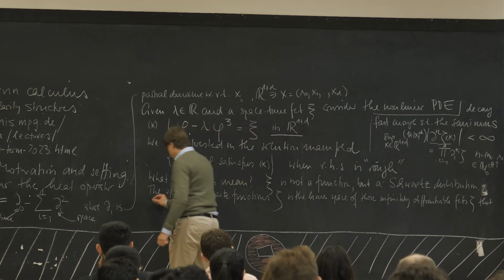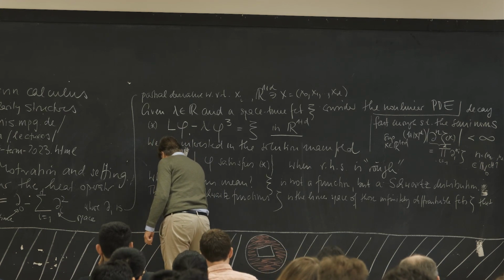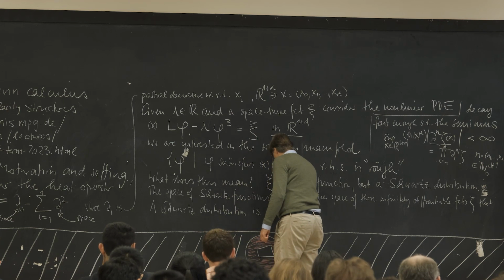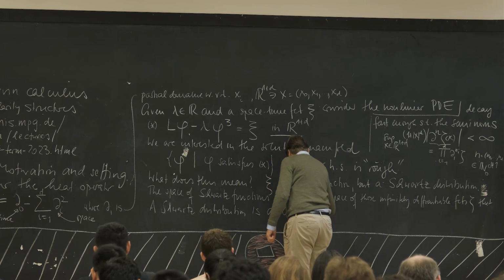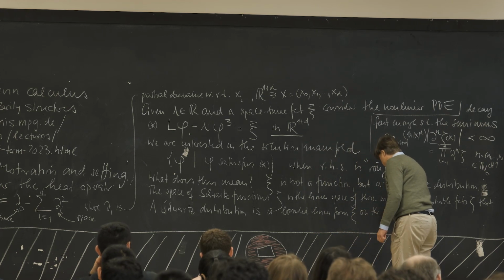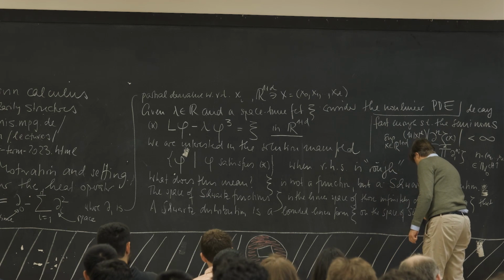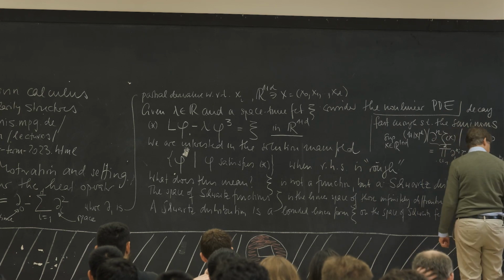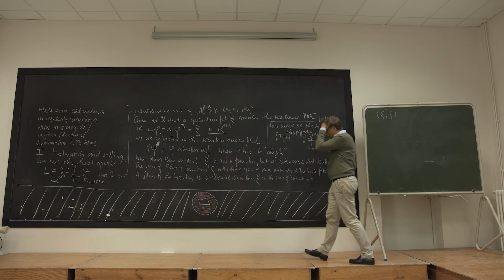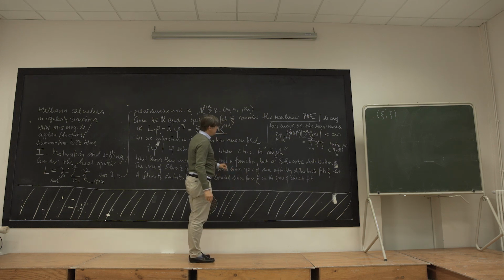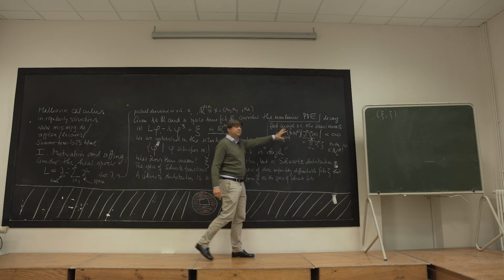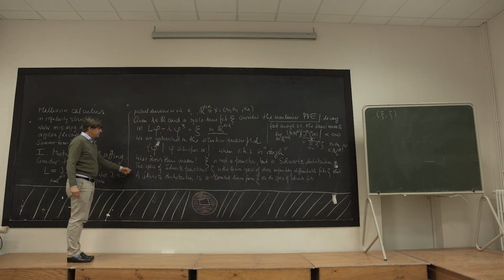A Schwarz distribution is a bounded linear form xi on the space of Schwarz functions. I will denote the duality product by xi comma zeta. Boundedness means that this expression can be estimated by a finite combination of these semi-norms. So that's the definition of a Schwarz distribution.